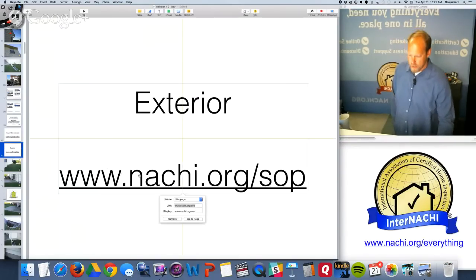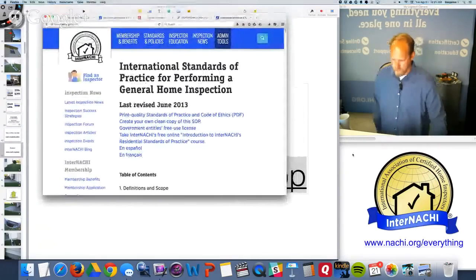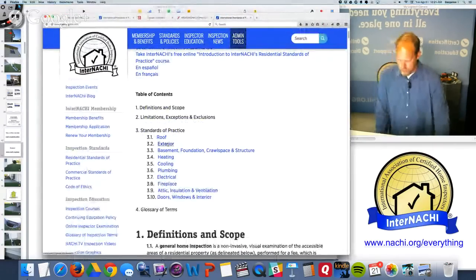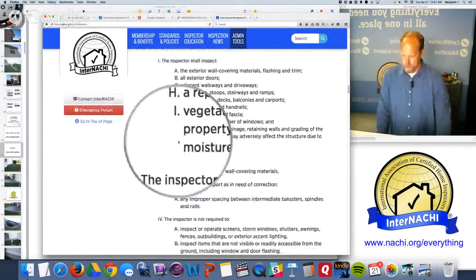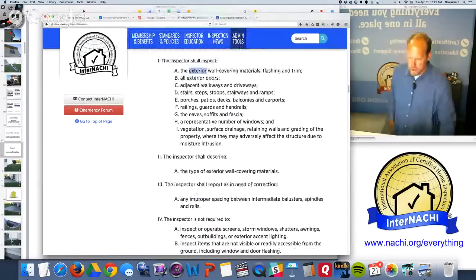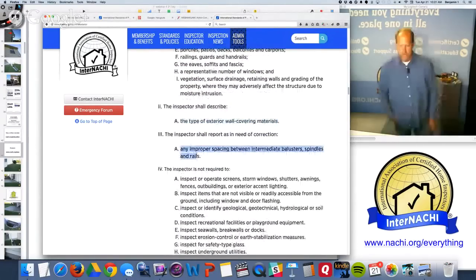Let's go to the exterior. Well, the SOP, what does the SOP say about the exterior? So you go to the standards of practice and you scroll down a little bit and you click the button that says exterior. It goes there and it says inspectors shall inspect, what? The exterior wall coverings, all exterior doors, walkways, driveways, stairs, stoops, steps, stairways, ramps, porches, patios, decks, balconies, all of these things you're required to inspect. You're also required to describe the wall covering materials and shall report as in need of correction any improper spacing in between the spindles and rails.